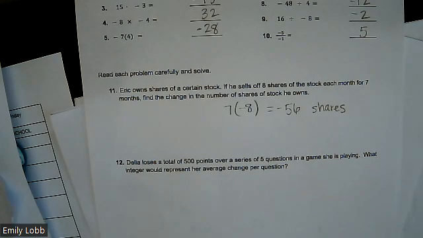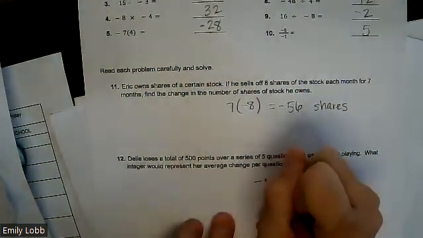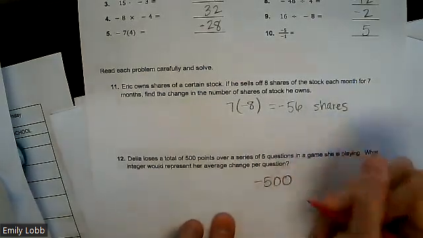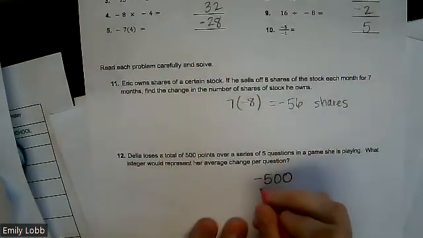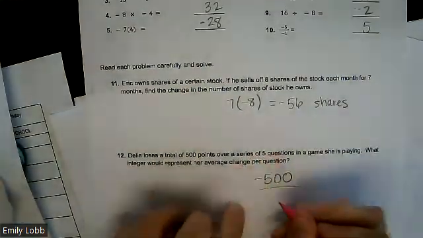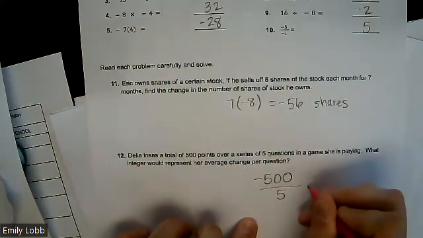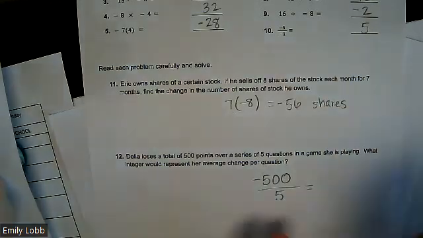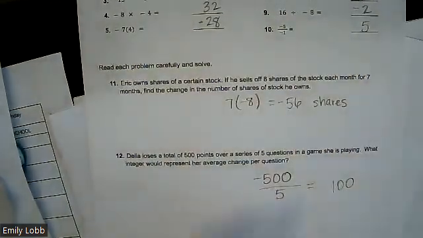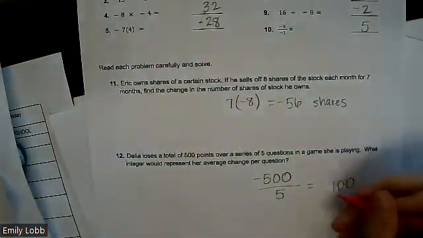Delia loses a total of 500 points, so that's minus 500, right? Over a series of 5 questions. We want to know her average per question. So if we divide by per question, we have 5 questions here. 5 times what is 500? 100. But our signs are different, so our answer is negative.